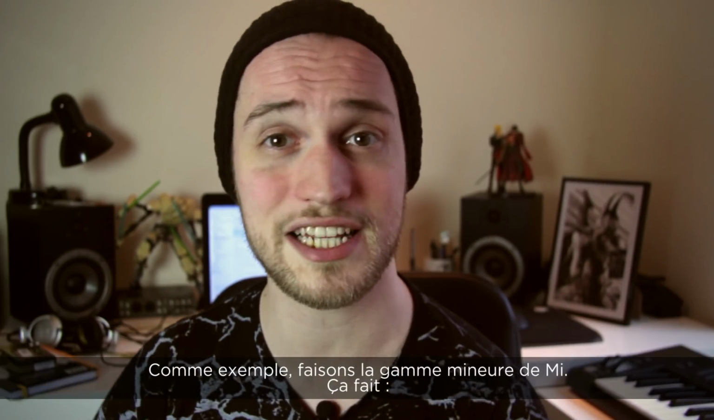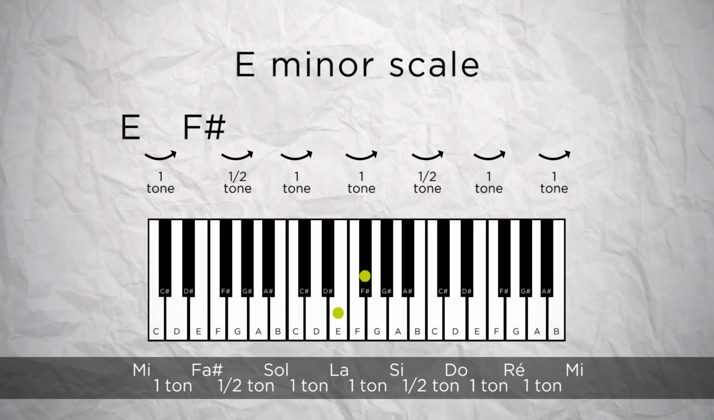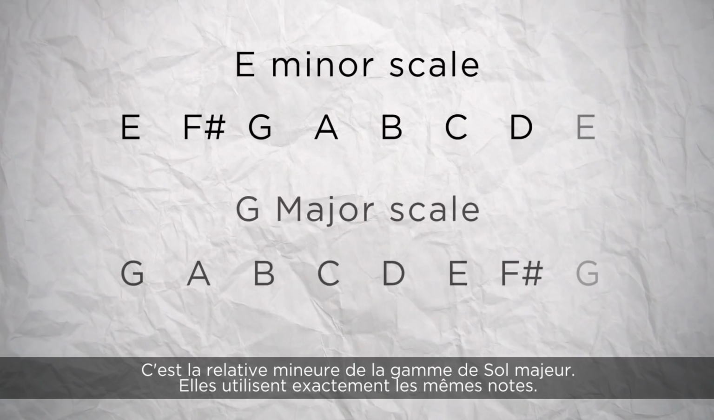So as an example, let's make the minor scale of E. It goes E, 1 tone F sharp, 1 semitone G, 1 tone A, 1 tone B, 1 semitone C, 1 tone D, and 1 tone back to E. And this is the relative minor of the G major scale. They use exactly the same notes.